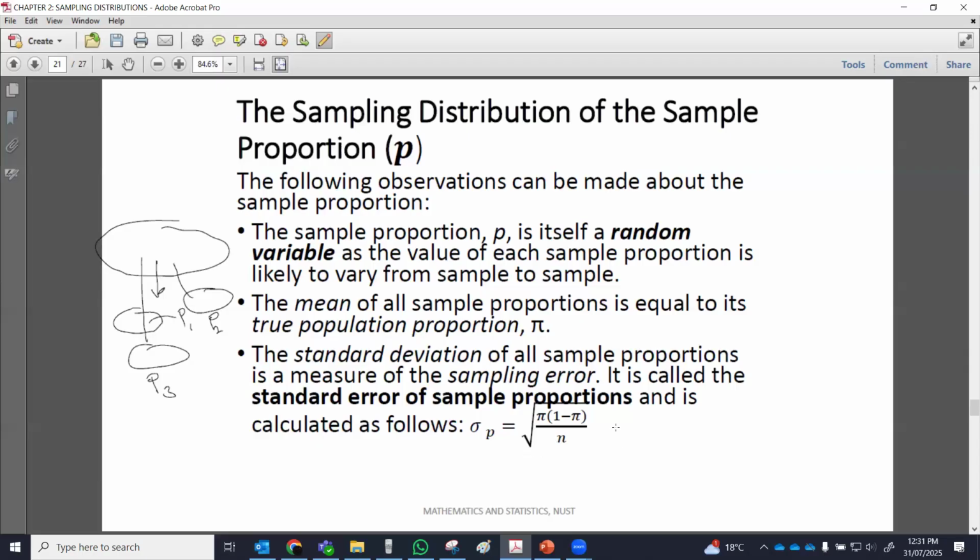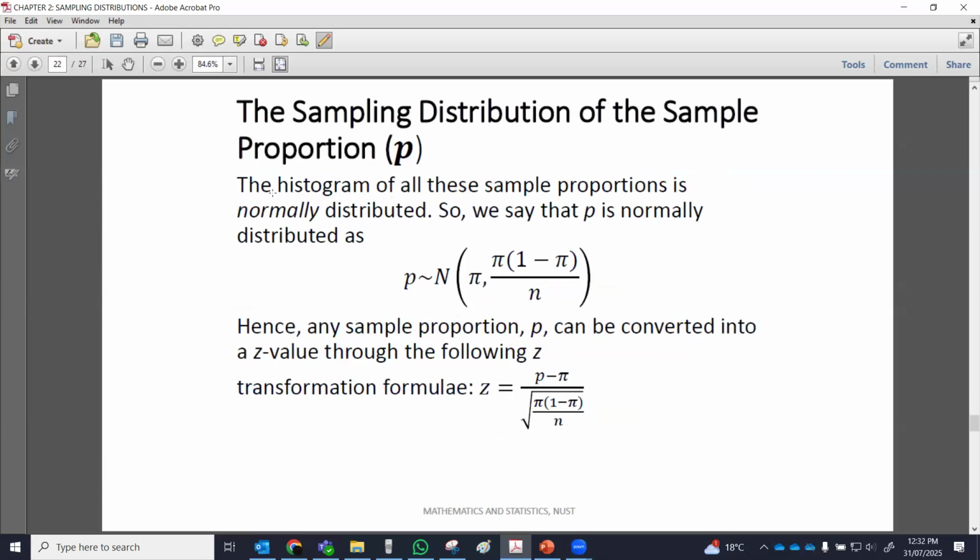Again, I said it might be a lot of statistical jargon, but the key thing to take away is that the sample proportion is an estimate for the population proportion, and then there are some equations, some formulas that we need to remember.